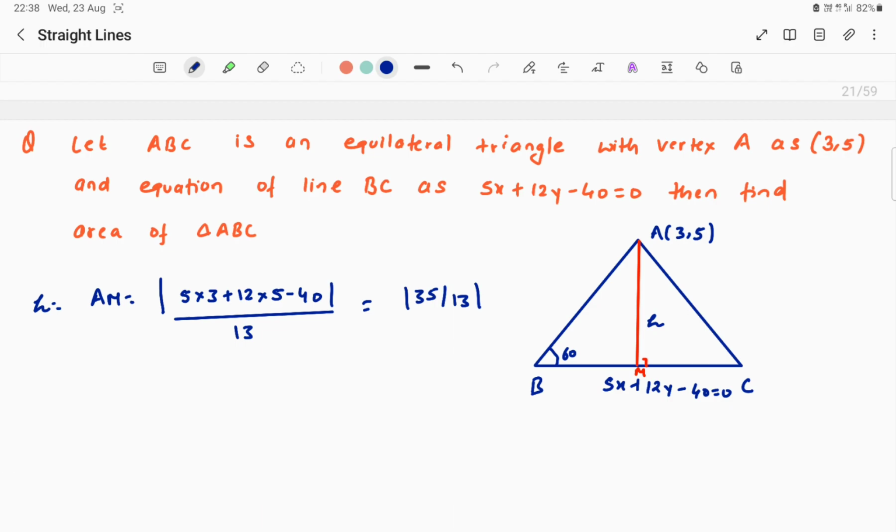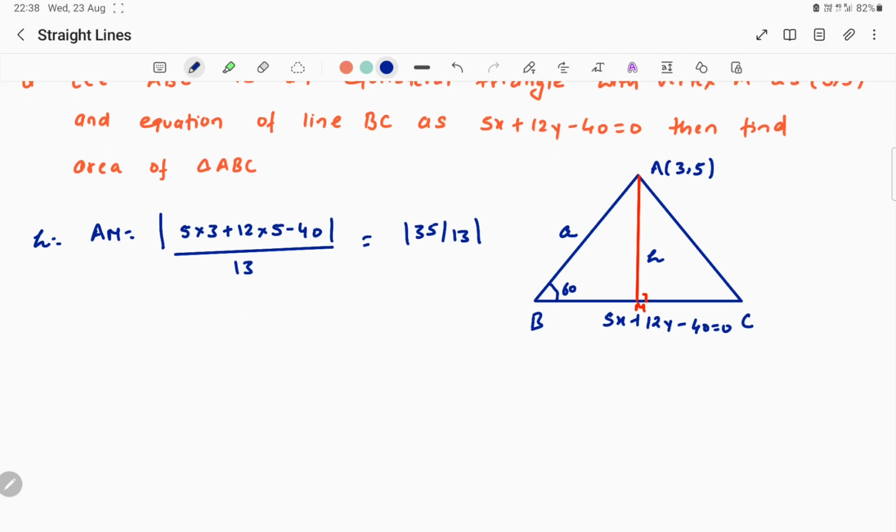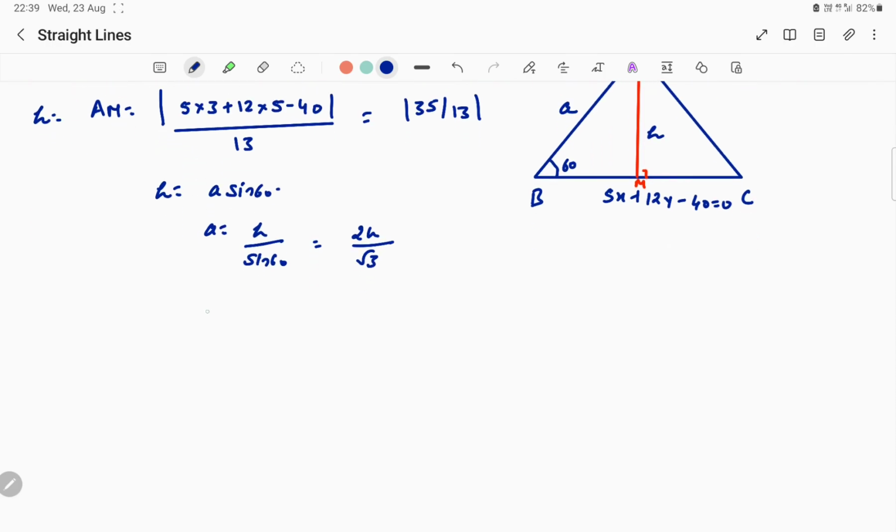Is it okay? And let's say the side of the equilateral triangle is A. So by trigonometry we can say that H is A sine 60, isn't it? Or if you know directly a formula like H is equal to root 3 A by 2, from there also you can calculate. If not, no problem. H is equal to A sine 60. So what is A? A is nothing but H by sine 60, and sine 60 is root 3 by 2. So we got 2H by root 3.